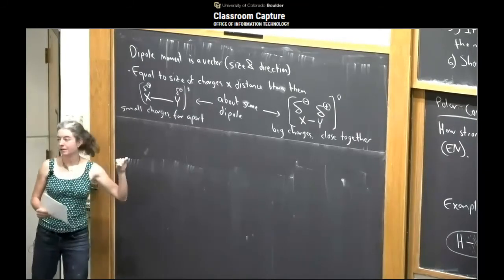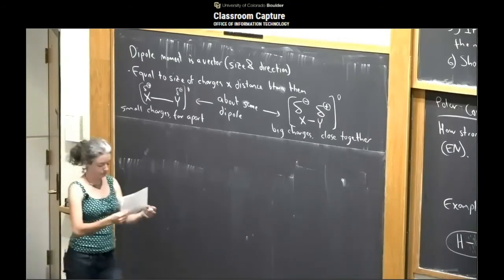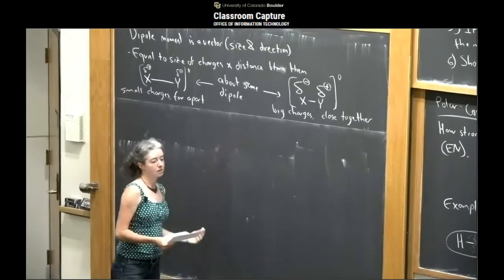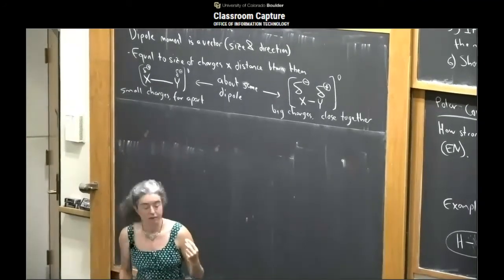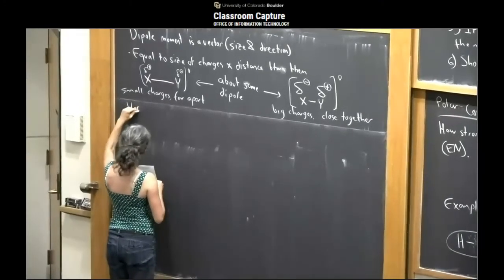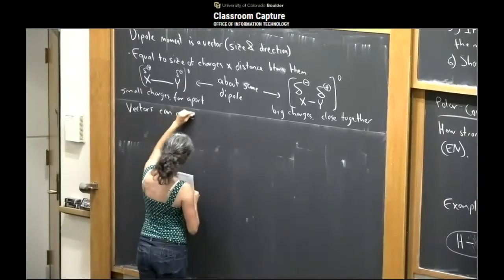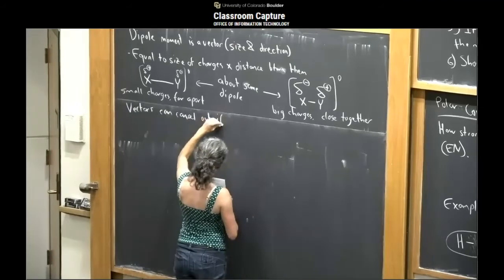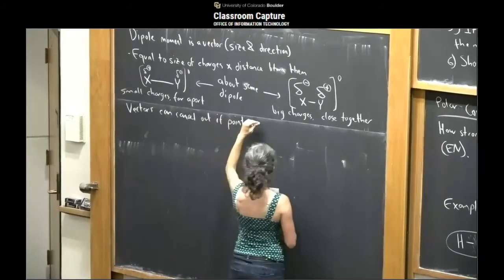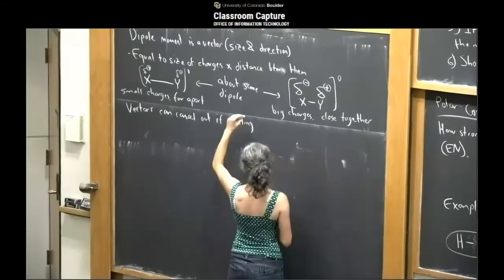Okay. Other questions about this before I move on? Okay, cool. So the other thing about vectors is, because they have a direction, they can cancel out with other vectors. So vectors can cancel out if pointing in opposite directions or close to opposite directions.